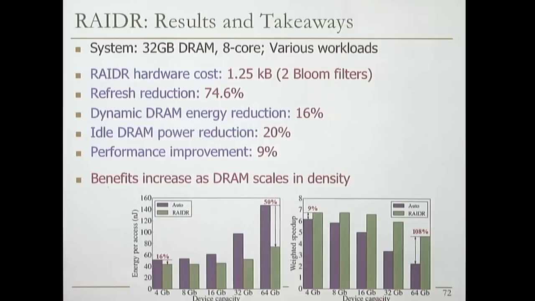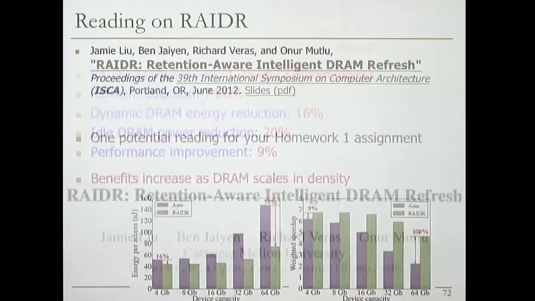With a 4-gigabit chip-based design, you get 9% performance improvement. But if your DRAM chips are much larger, you get 108% performance improvement. So the performance impact of this idea also increases as you have a higher capacity device. So ideally, you would like to have ideas like this, right, that become much better into the future.